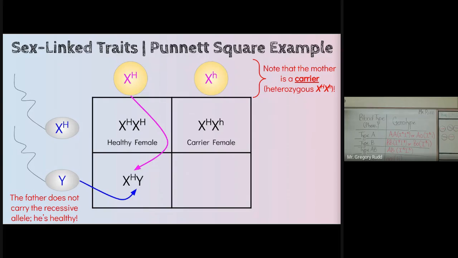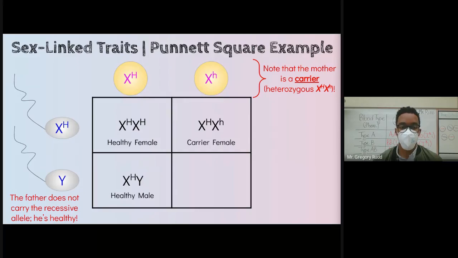I want you to do this next one after I talk for a second. Okay, so we get X capital H Y in the bottom left. What phenotype do we get with that person? Good, thank you, Melissa. This is a healthy male. So this person has the same genotype as their father. Good. All right. Sayana.